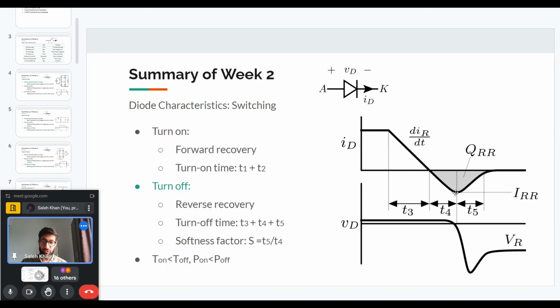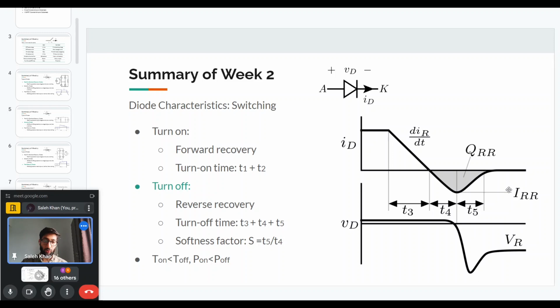And then it will take some time for the current to again go to zero. And this charge that is shown here in the gray shaded area is called the reverse recovery charge. This charge has to be removed from the diode for the turn off process. And then there are different timings of this reverse recovery process. The time T4 plus T5 is known as the reverse recovery time. This term is actually given in the data sheet. The reverse recovery charge is given in the data sheet.